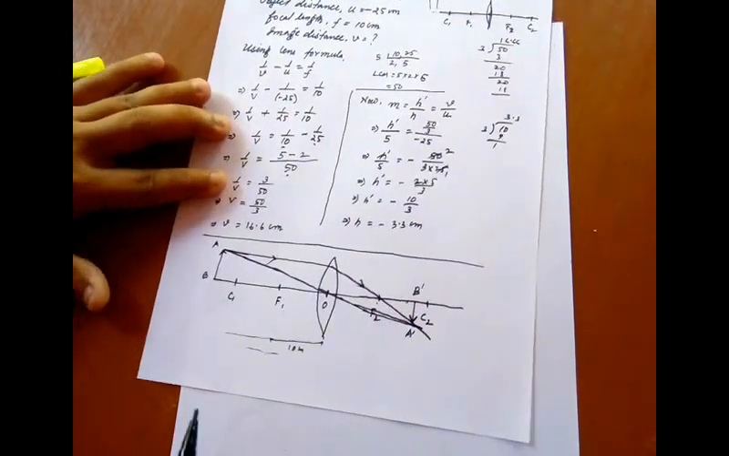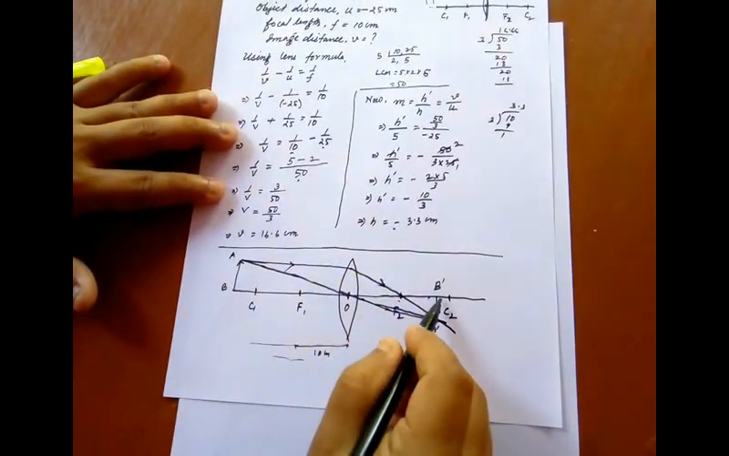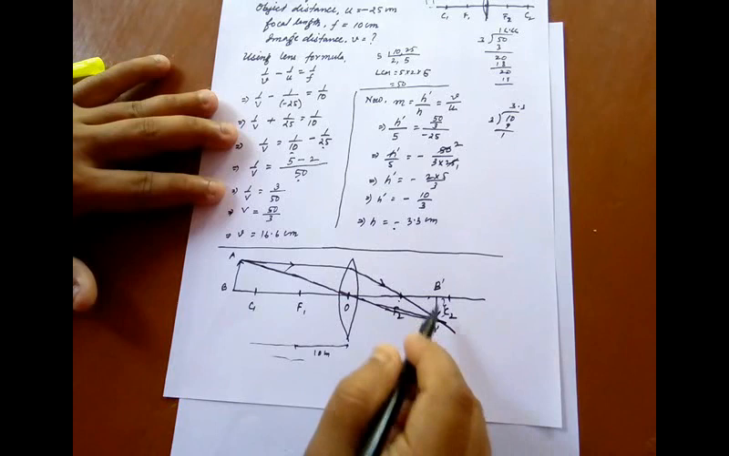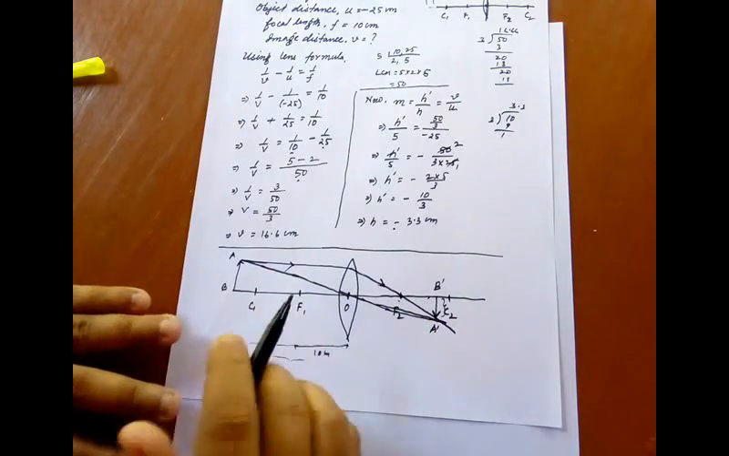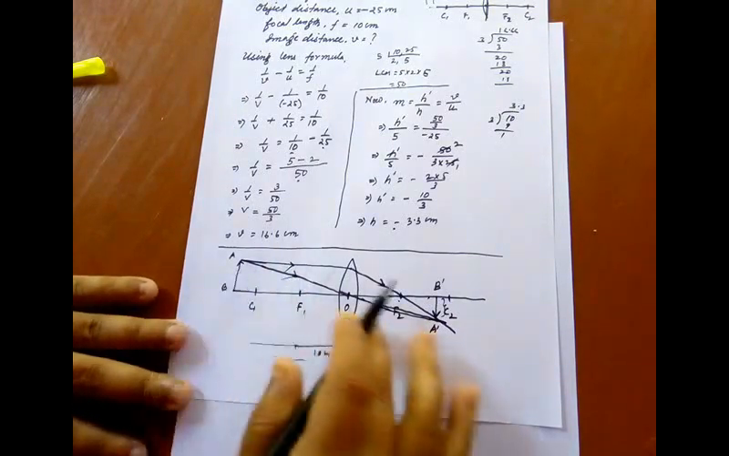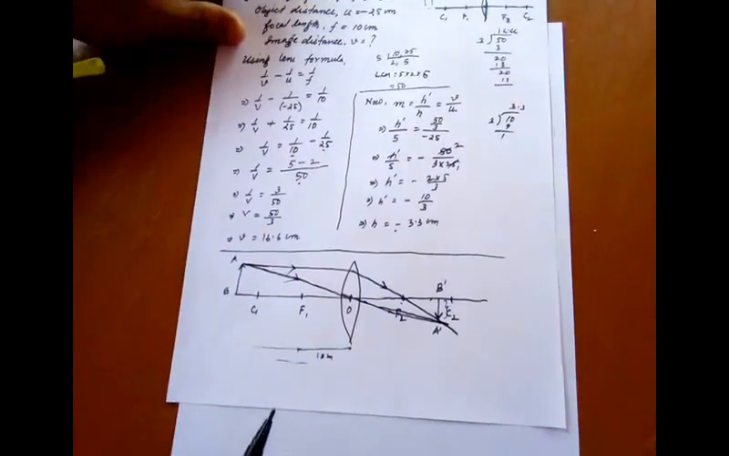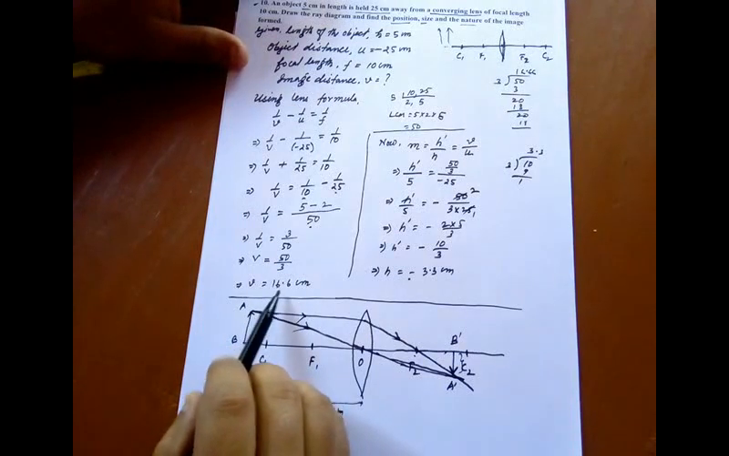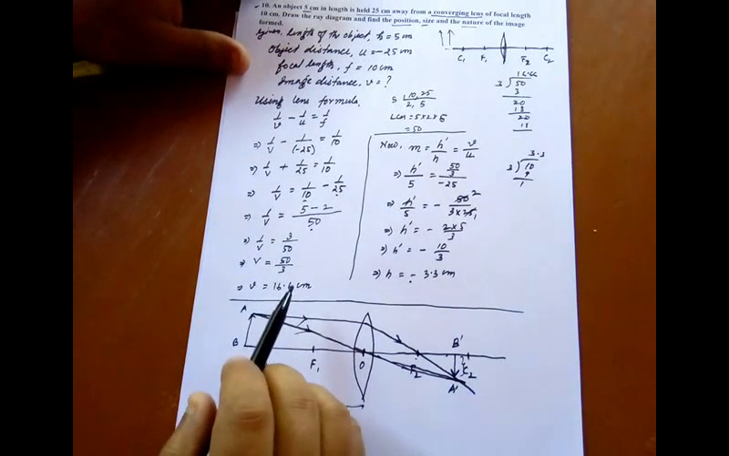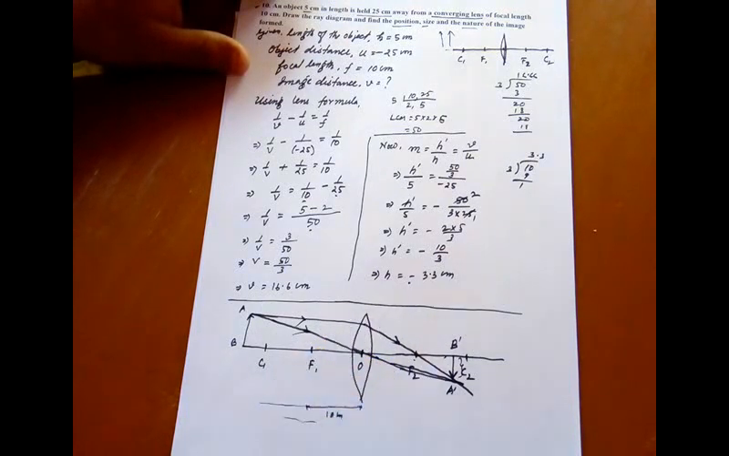So you see here that it is coming in minus, because it is on the negative y-axis. So this is the ray diagram. Of course, this ray diagram is not exactly in scale, but if you get a ruler, you can draw it very properly. So at the end, you can write that the image is formed at 16.6 centimeter. It is real and inverted, 3.3 centimeter in length.